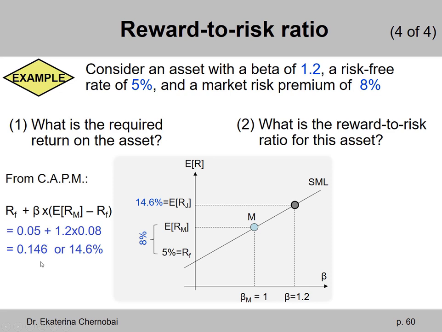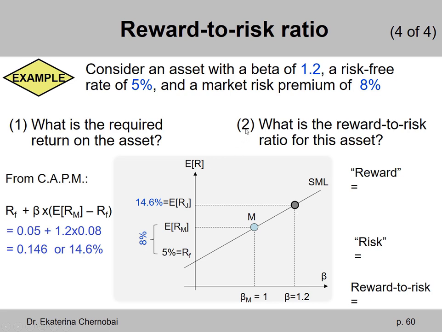When we do the math, we get 14.6%, and we can label our expected return for this stock on this CAPM graph.